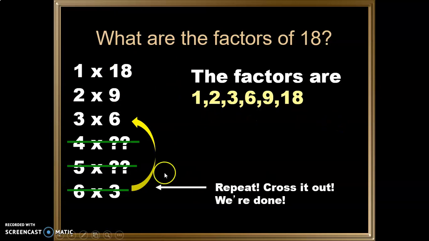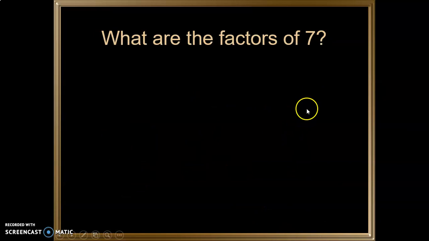Do you understand? Because when you multiply 1 times 18 equals 18, right? When you multiply 2 times 9 equals 18. Correct? Yes, it is. Okay, next.